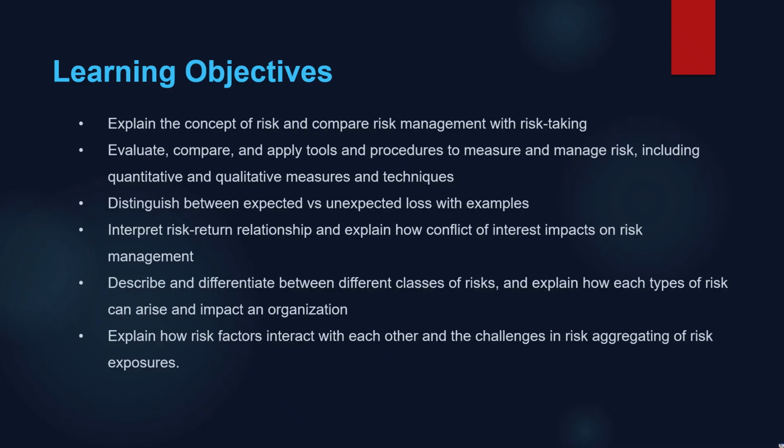Fifth, we will describe and differentiate between different classes of risk, such as market risk, credit risk, liquidity risk, operational risk, and many more, and explain how each type can arise and impact an organization such as a bank. Finally, we will explain how risk factors interact with each other and discuss the challenges in aggregating risk exposures across an institution. These objectives map directly to exam questions, so as we go through, think about how concepts link to each other and interact.